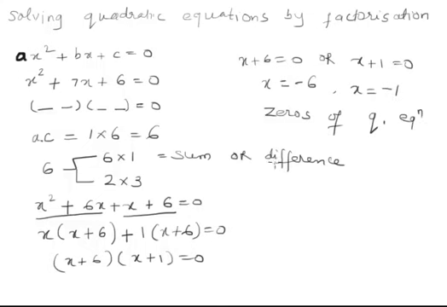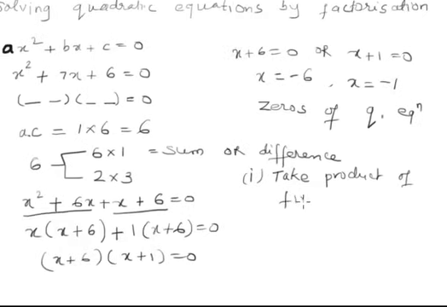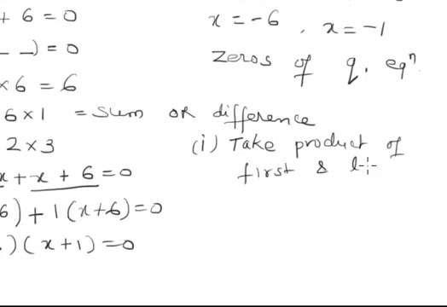So if we summarize the steps required for finding the zeros or solving the quadratic equation. Solving the quadratic equation simply means finding the zeros or x-intercepts of the given quadratic equation. The first step is to take the product of the first and last term. The second step is then to factorize the product.